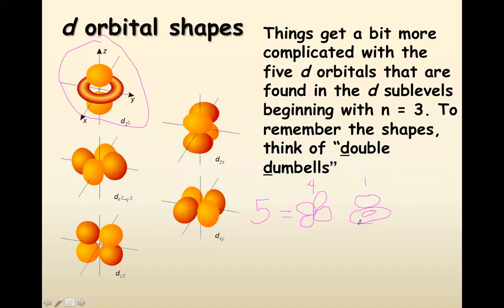It's not necessarily really important that you know every single shape. You do need to know how many d orbitals there are per energy level. You need to know how many p orbitals, how many s orbitals. And then the last orbital that you need to know is the f orbital. Sorry, that just says a dumbbell with a donut.